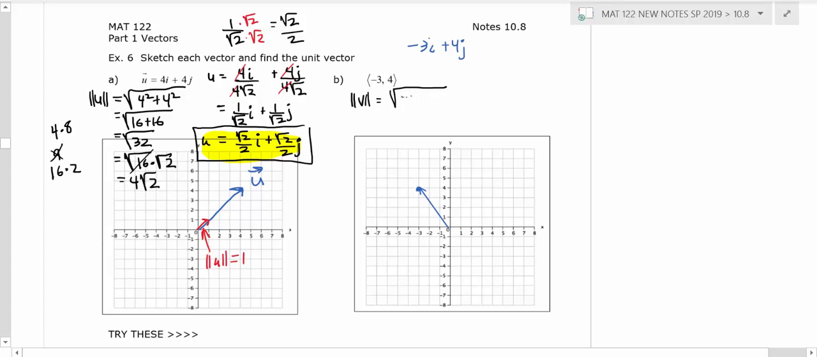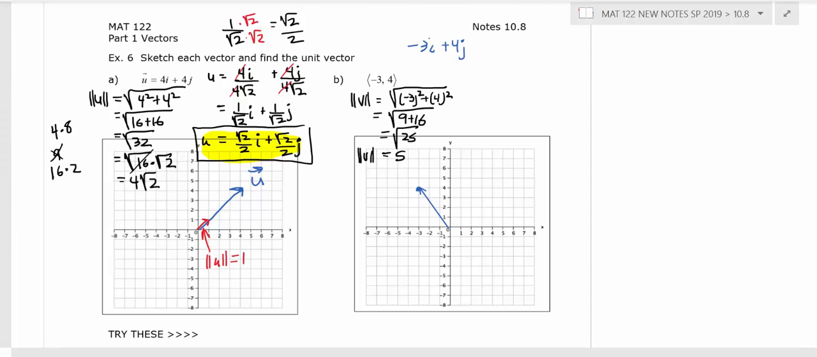So we do the square root of negative 3 squared plus 4 squared. So that would be the square root of 9 plus 16. Now you got to put that together. So that would be 25. So the square root of 25 is 5. So the magnitude of this vector is 5.